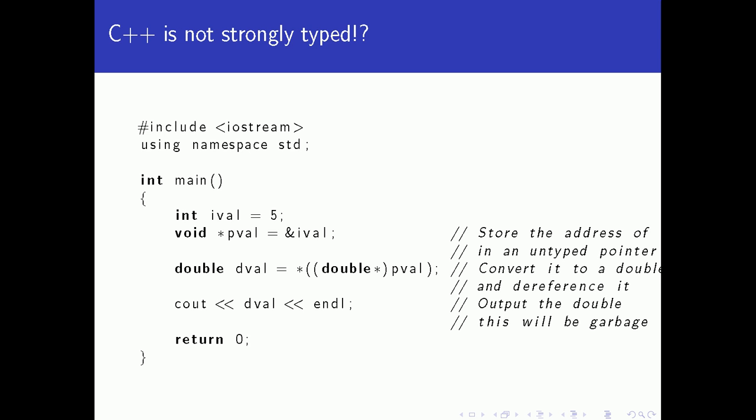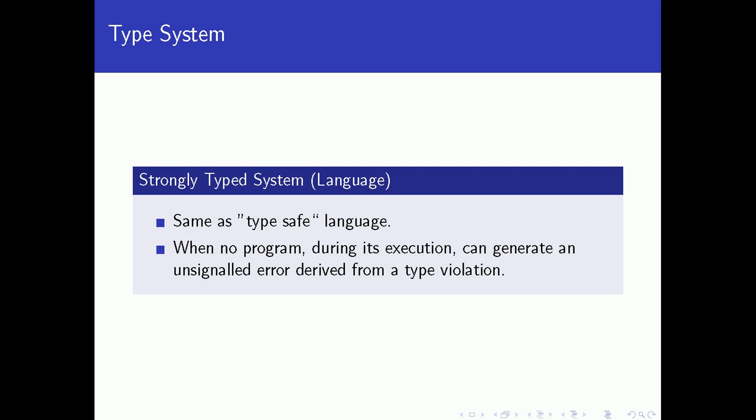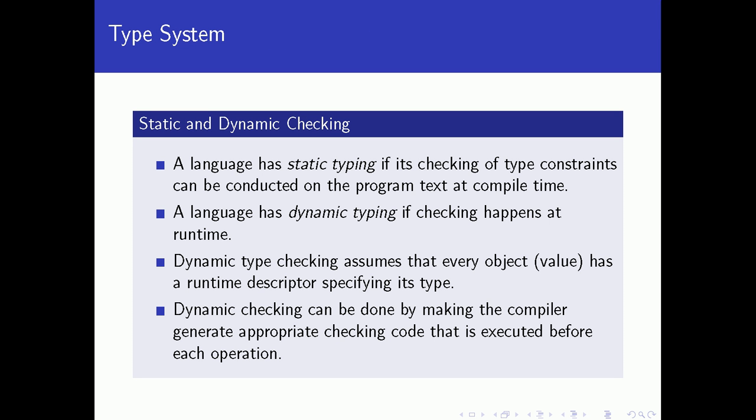Now, coming back to point number 4 about type systems, the specification as to which constraints are statically or dynamically checked. A language has static typing if its checking of type constraints can be conducted on the program text at compile time. So static, remember, means something that happens at compile time. If the language has static typing, we can check the type constraints at compile time. An example is C++. On the other hand, the language has dynamic typing if the checking happens at runtime. So the checking is not done while you're compiling the program, but when you run it. An example of a language that has dynamic type checking is Python.